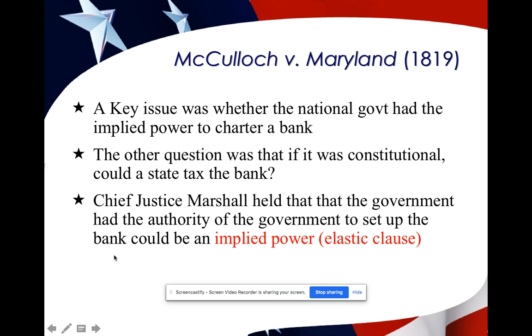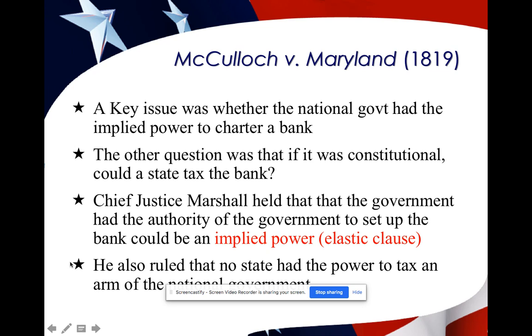So Chief Justice John Marshall held that the government had the authority to set up a bank. This is an implied power. So this obviously increased the power of the federal government. He also ruled that no state had the power to tax an arm of the national government. So here you have the Supreme Court ruling in favor of the national government.